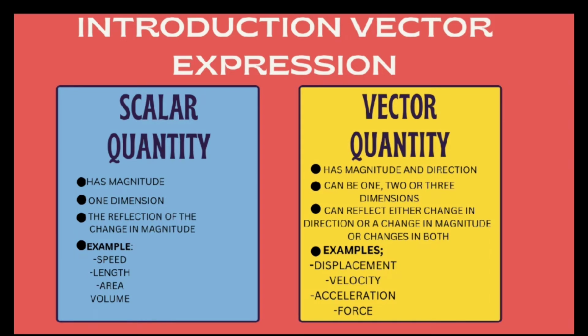So for the introduction, vector expression is divided into two: scalar quantity and vector quantity. The scalar quantity has magnitude, one dimension, and reflects the change in magnitude. Examples of scalar quantity are speed, length, area, and volume. The vector quantity has magnitude and direction, can be 1, 2, or 3 dimensions, and can reflect either a change in direction or a change in magnitude. Examples are displacement, velocity, acceleration, and force.